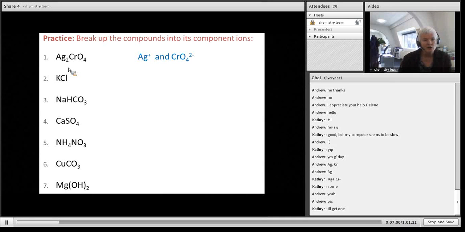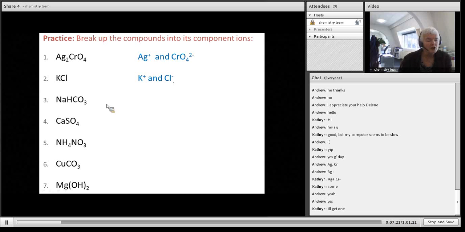KCl, I hope you can recognize that you're going to get a potassium ion. Now you must make sure your charges are correct. At level 3, everything must be perfect in terms of charge. You should also put your states in equations at level 3. So is it aqueous, is it a solid, and so on.